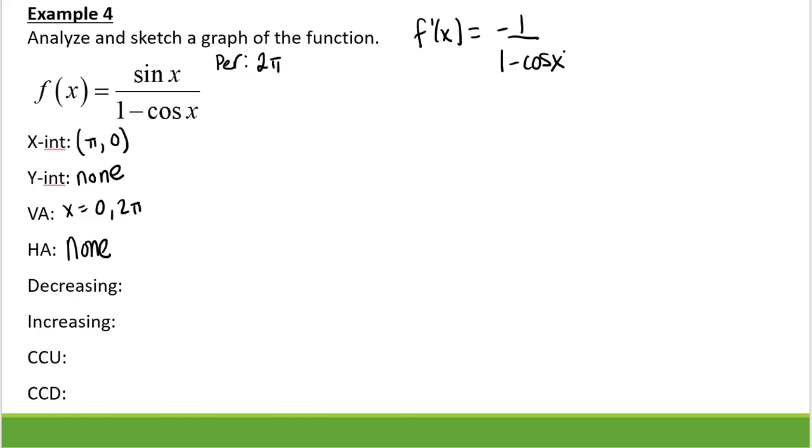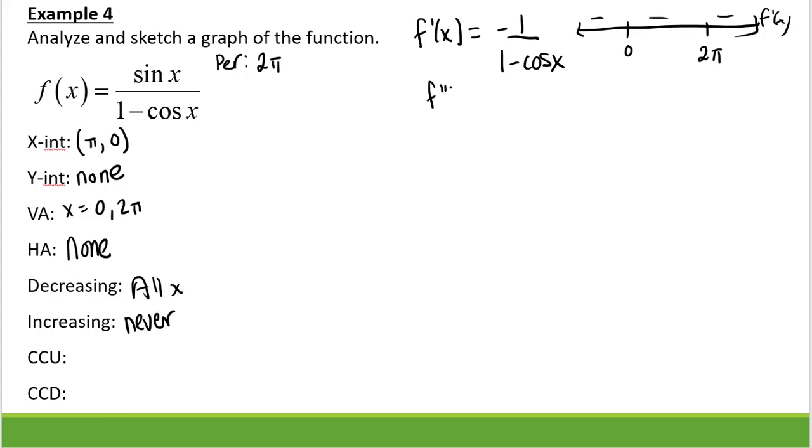So here my critical points are 0 and 2 pi. And I'm only going to graph this for part of the period. Notice how cosine never goes higher than 1. So I know this number is always less than 1. So no matter what, this denominator is always positive, times a negative, we're always decreasing. I'm never increasing.